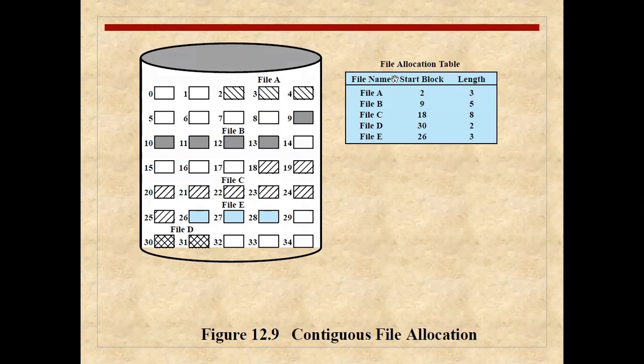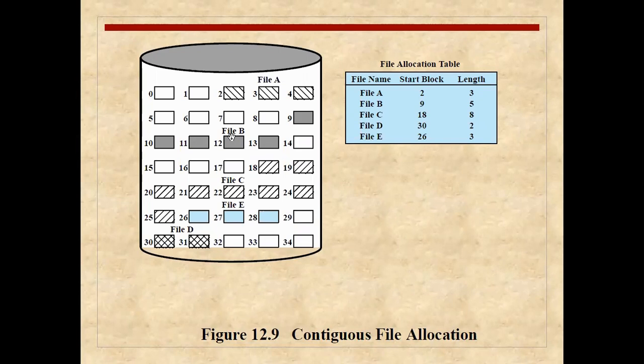In the file allocation table, there will be three columns: file name, a start block, and the length of that particular file. Suppose there is a file A which starts from block number 2 and its length is 3. Blocks 2, 3 and 4 will be utilized by file A. Similarly, for file B, the start is 9, length is 5. From 9, it will end up at 13.